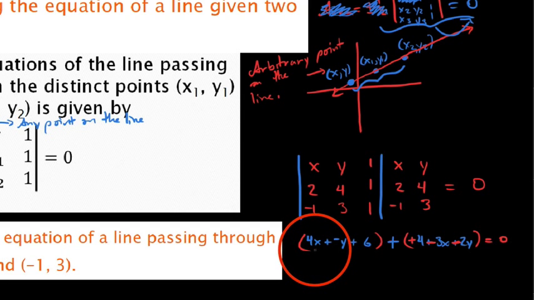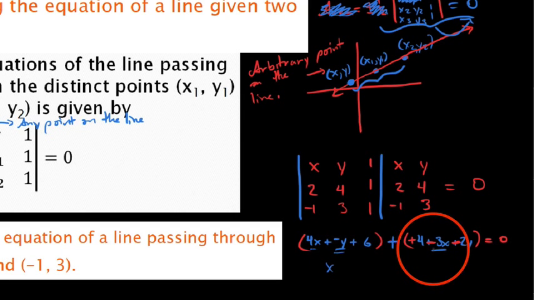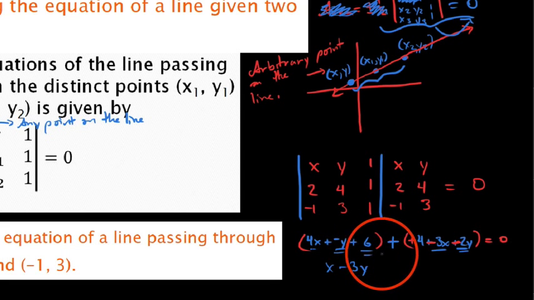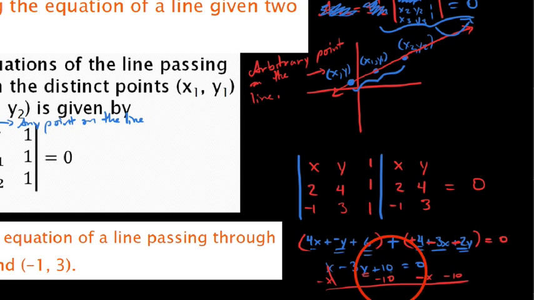So let's combine like terms. Looks like we get a 4x and a negative 3x. That, of course, would be an x. A negative y and a negative 2y is a negative 3y. And then our positive 6 and our positive 4 is a 10, and we get 0. So now, really, all I want to do is get y by itself here. We'll put it in slope-intercept form. So that means I'm going to subtract x and subtract 10 from both sides. So we get negative 3y is equal to negative x minus 10.